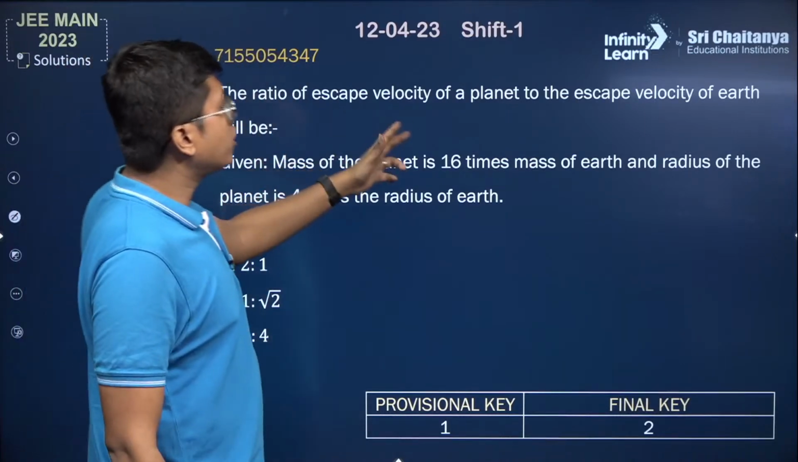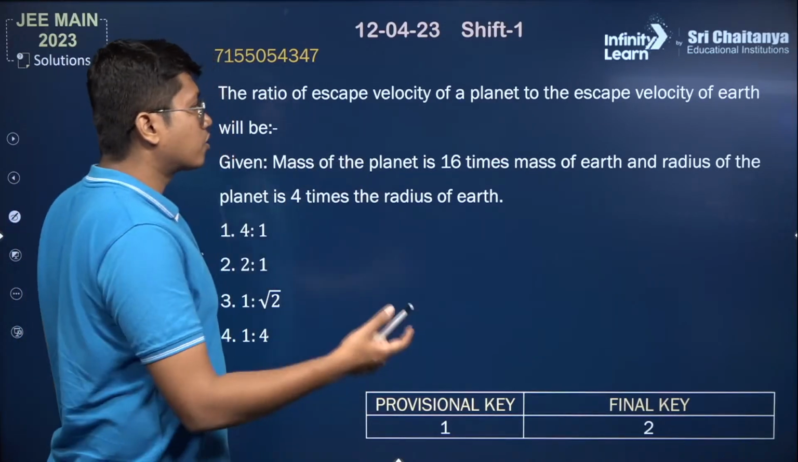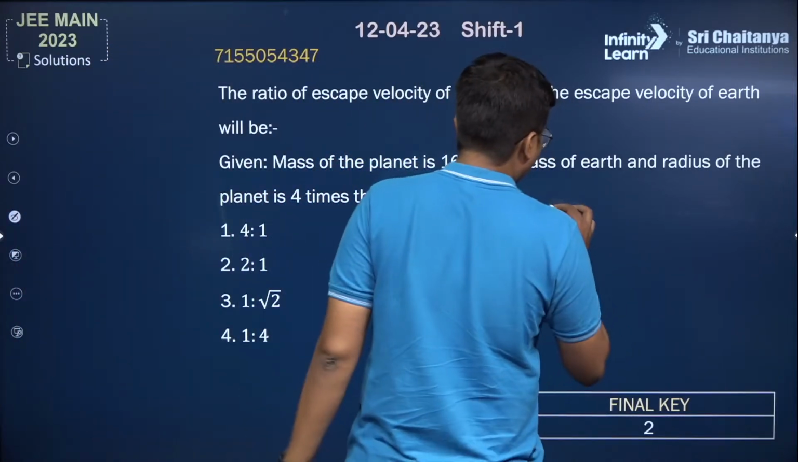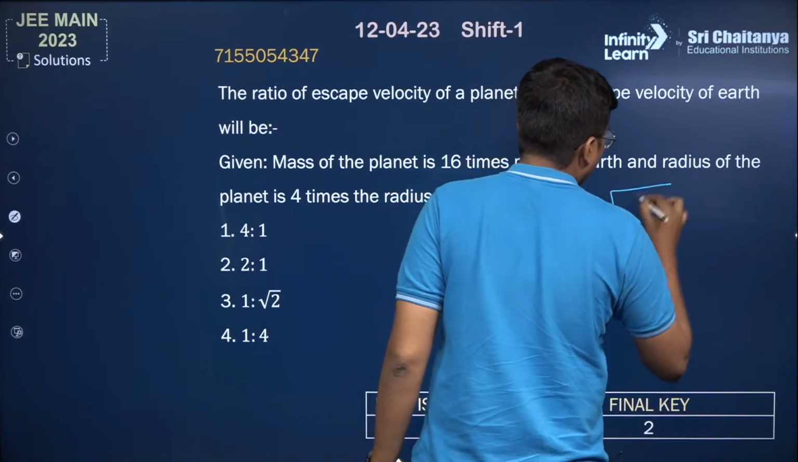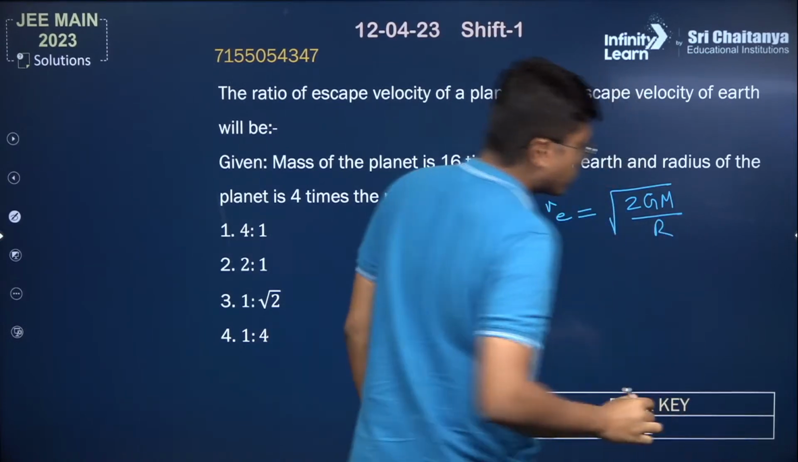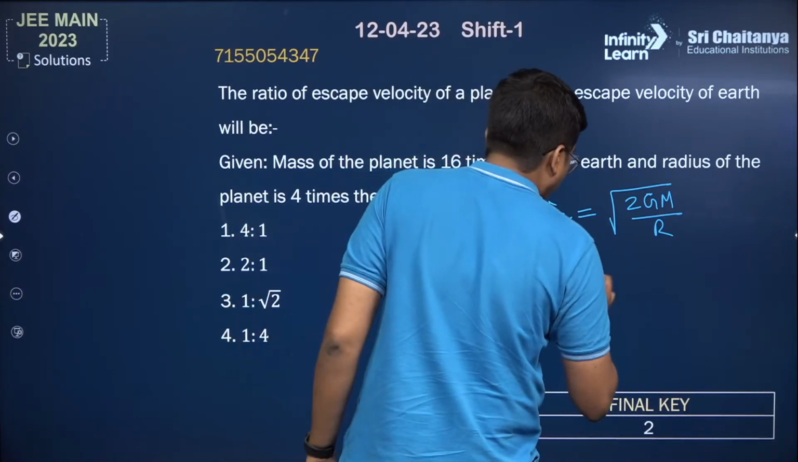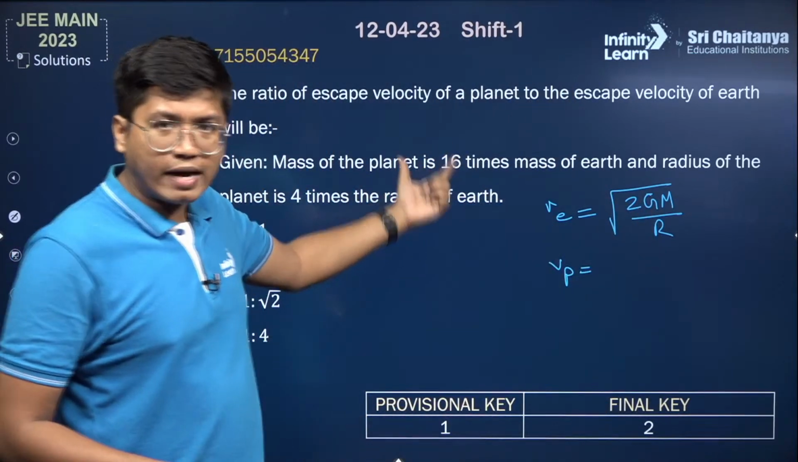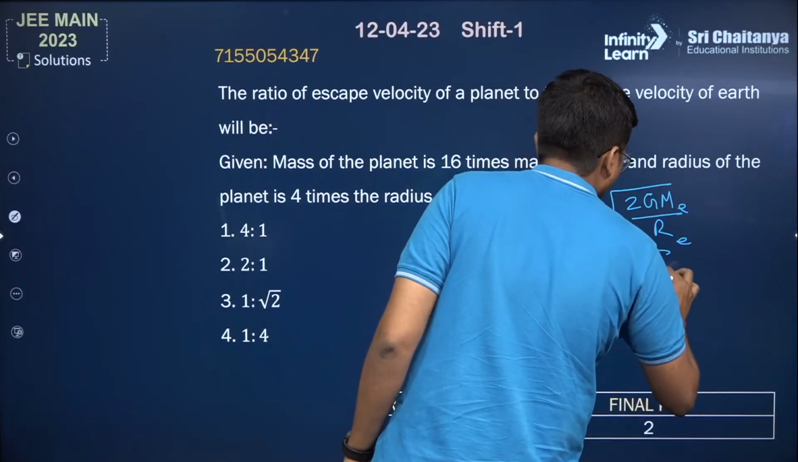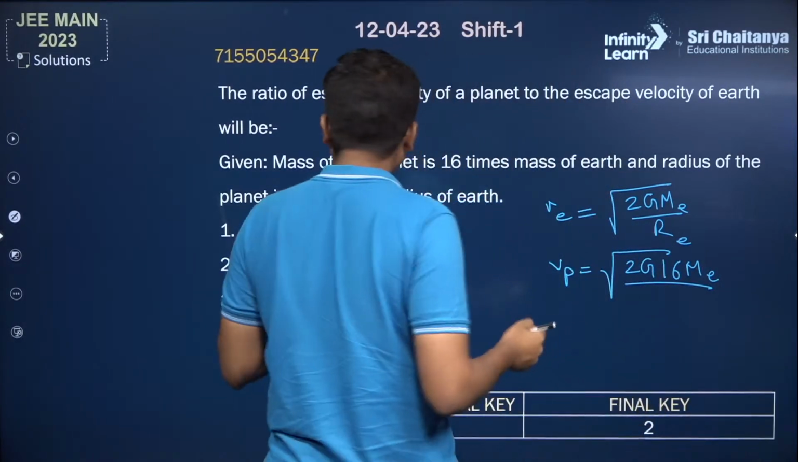So the ratio of escape velocity of a planet to escape velocity of the Earth will be, given mass of the planet is 16 times mass of the Earth and radius of the planet is 4 times the radius of the Earth. So the formula for the escape velocity is root over of 2GM divided by R. So you can very well understand that if you have a planet whose mass is 16 times that of the Earth, with Me and Re for the Earth, then you would have root 2G into 16 Me divided by 4 Re, since the radius is 4 times.